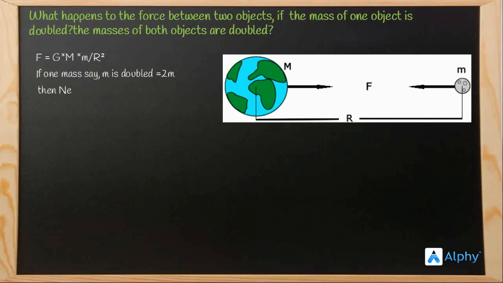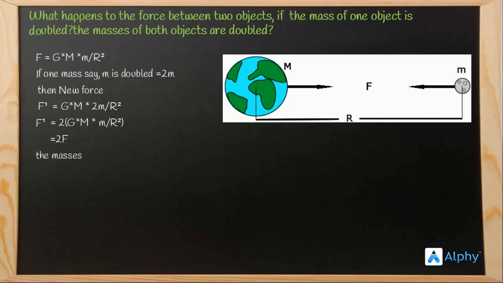So the new force, let us consider it as F1, becomes capital G into capital M into 2 into small m by R square, because we are substituting the 2 into small m, that is the new mass, in the place of the old mass. So we can write it as 2 into capital G into capital M into small m by R square. Here you can see that this is the formula for the initial force. So we can write that F1 is equal to 2 into F. So when one of the masses is doubled, the new force becomes twice the initial force.